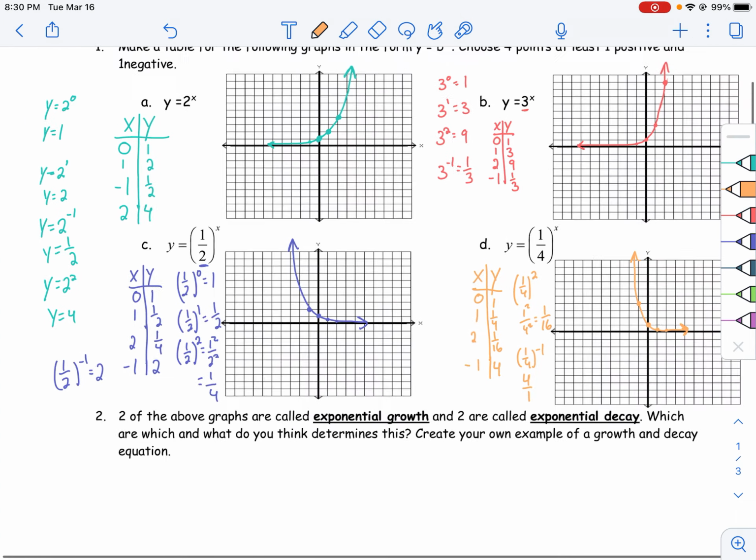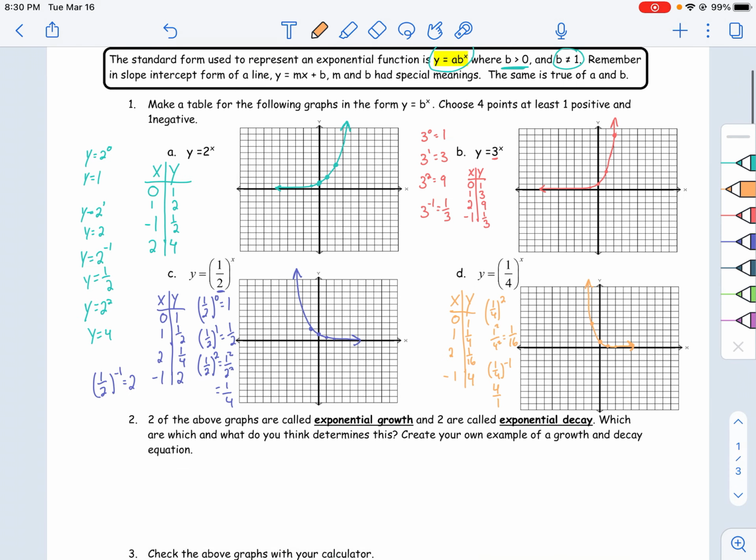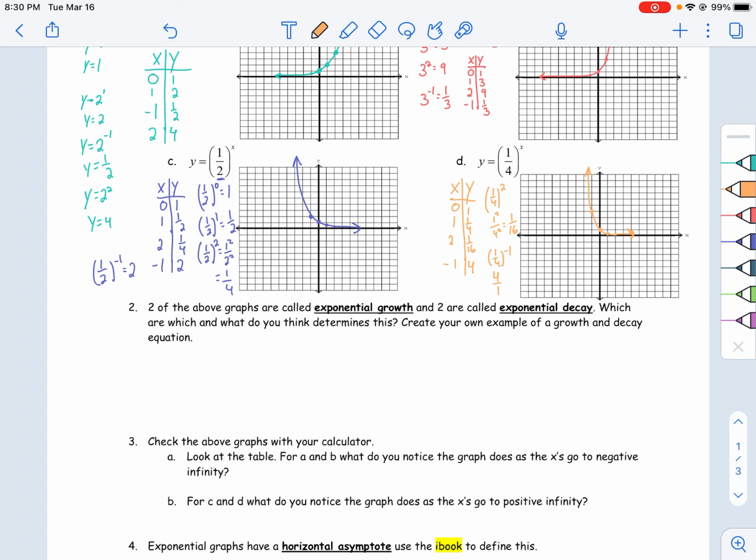Okay. So those are the 4 graphs, right? Those are what exponential functions look like. 2 of the above graphs are called exponential growth, and 2 are called exponential decay. Which are which, and what do you think determines this? Create your own example of a growth and decay equation. Right? So growth. Growth means it's getting bigger. Therefore, when we look at A and B, those are both going to be growth. So A and B are growth.